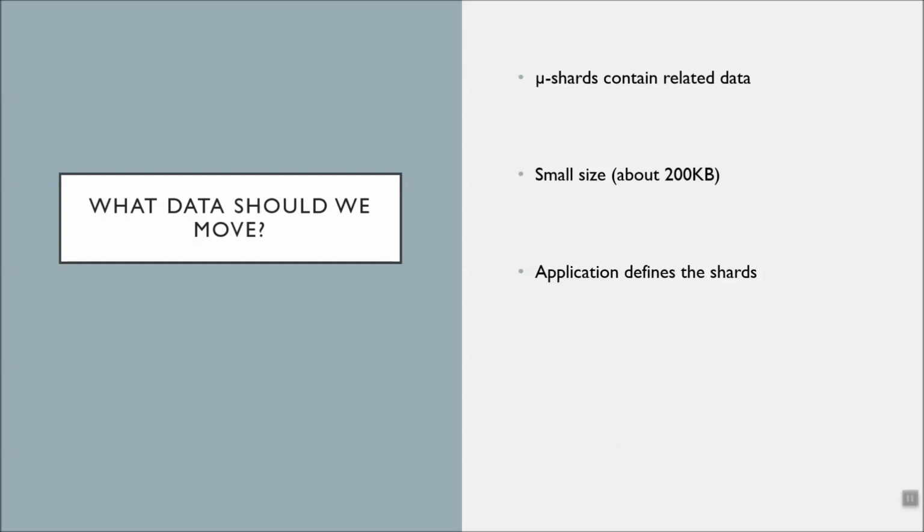Now, the fact that the shards aren't randomly created gives the system a performance boost that makes the transference of data much more efficient. These shards are relatively small, only about 200 kilobytes each, and the application is responsible for determining what pieces of information should be stored together.